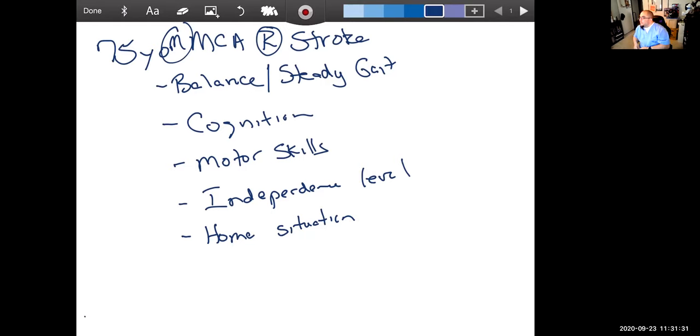At home, they have a fairly normal home situation, but the wife is 75 years old. Do you think that's going to be safe to send that patient home? Think critically about this. Good. Michelle says no. I would tend to agree, right?